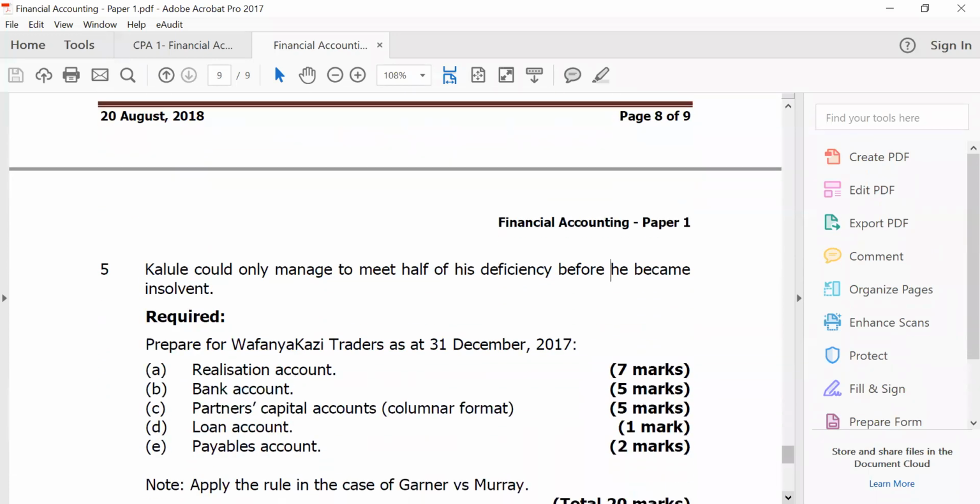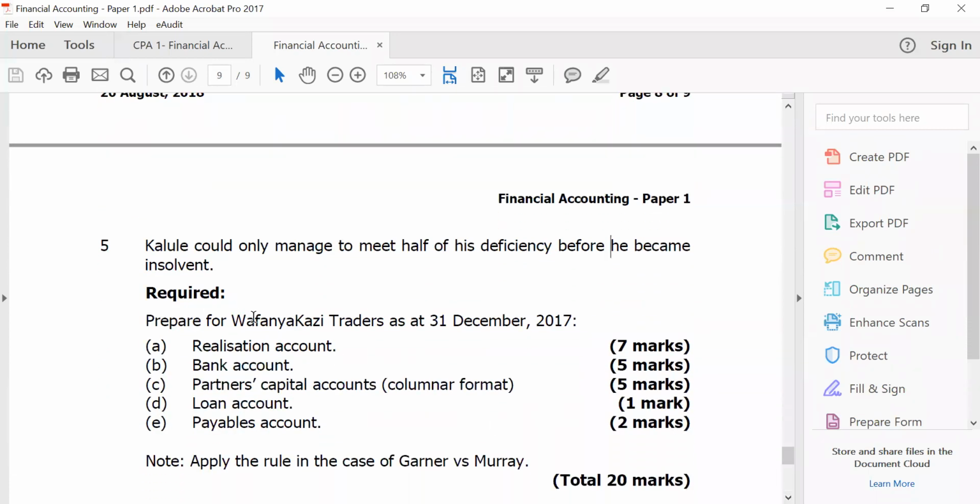So they're telling us to prepare for Wafanya Kazi Traders as of 31st December 2017 a realization account, a bank account, and a partners' capital account, and this time they want us to draw this in a columnar format. They want us to do a loan account as well as a payables account.